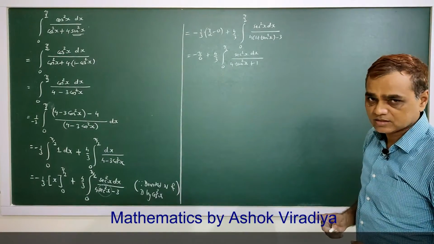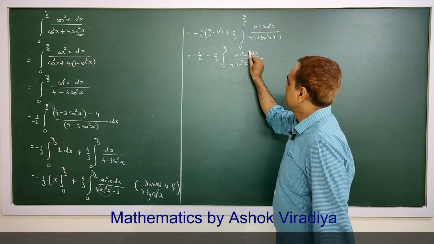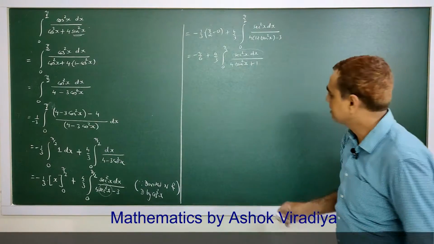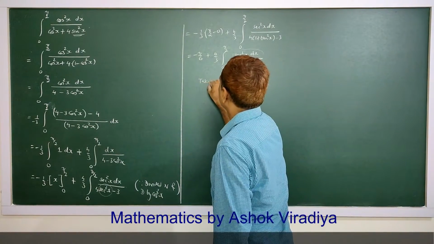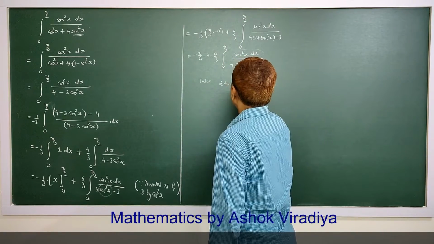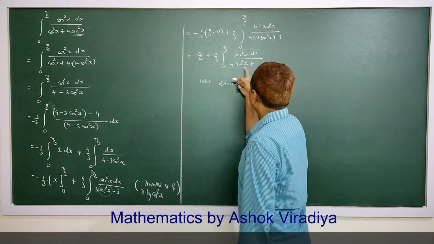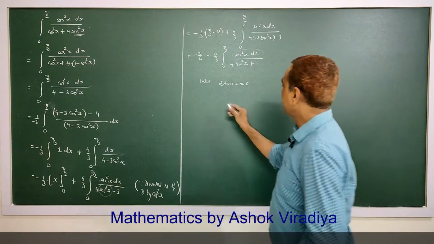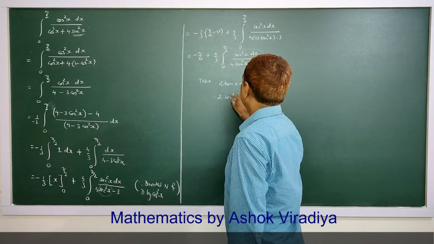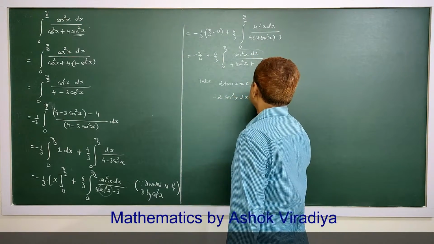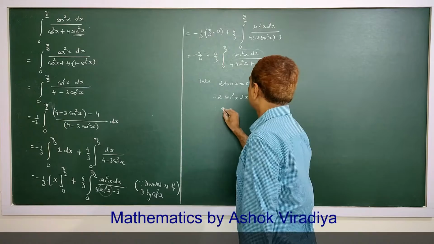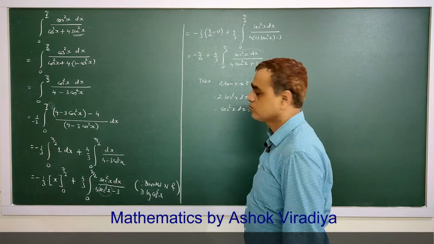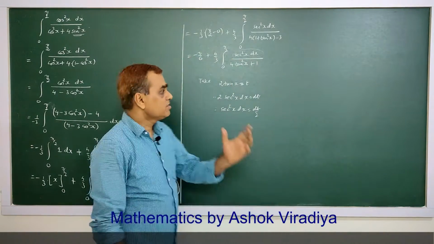Now to remove this sec square x dx, we have to take tan x equal to t. So what we do here, we take 2 tan x equal to t. So here this will be t square. 2 tan x is t, so 2 into sec square x dx is dt. So sec square x dx is dt by 2, and changing the limits.